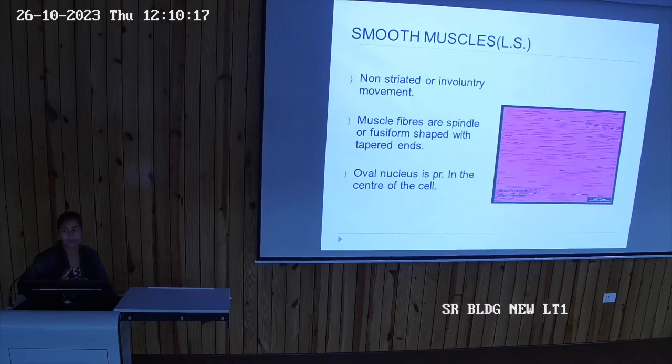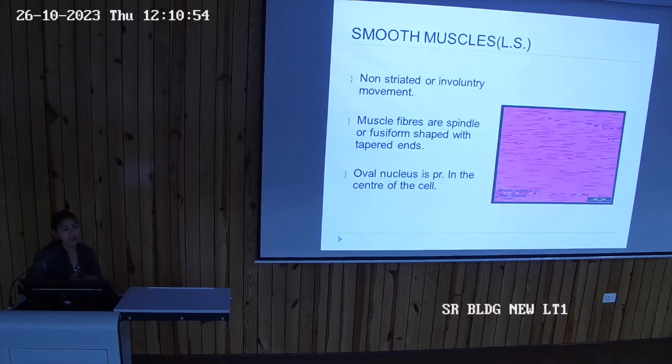Last row. Last row, all three. Yes, please stand up. Yes, all three. One more is there. You also stand up. So smooth muscle fibers. Okay, I was talking about the tongue.